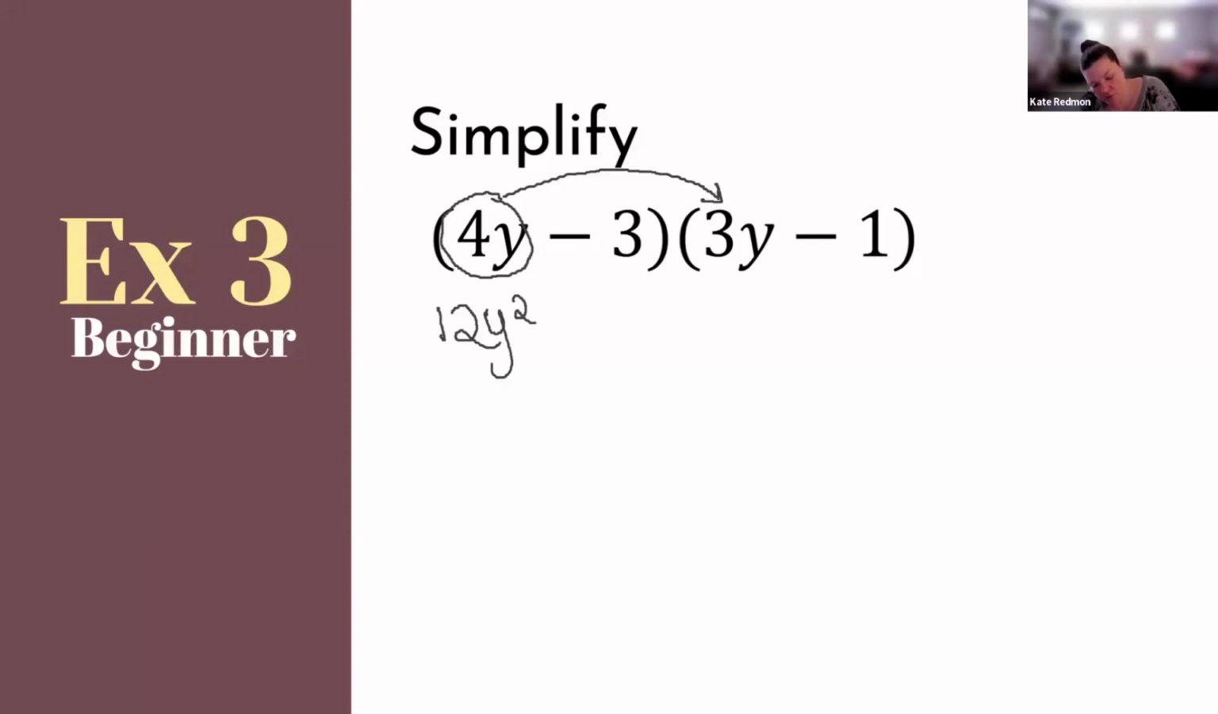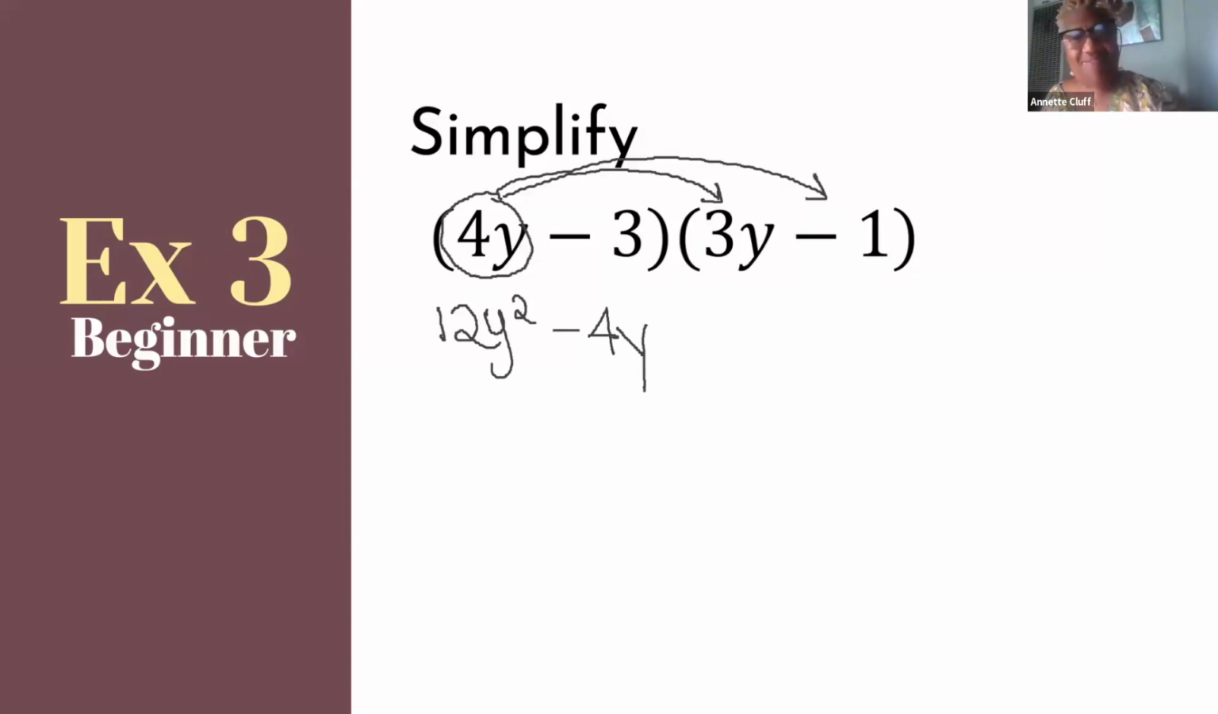Now let's do 4y times -1. -4. Good. Y? Bingo. We were multiplying with a y. There's still a y in there, just a single factor of y. We're done passing out the 4y. Now look at that first grouping there. The next term, make sure you take its sign with it, is -3. Bingo. -3 times 3y.